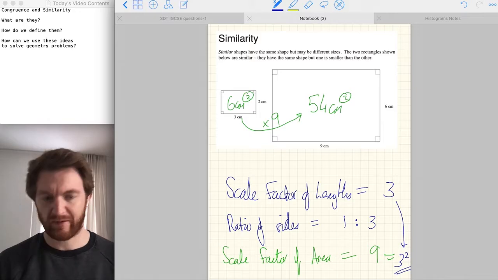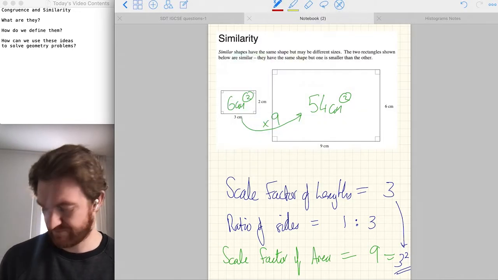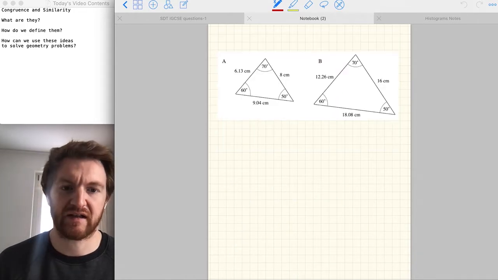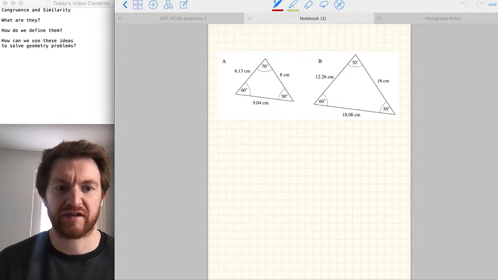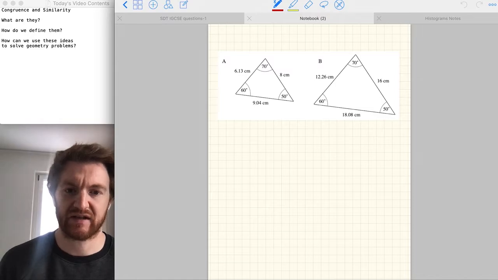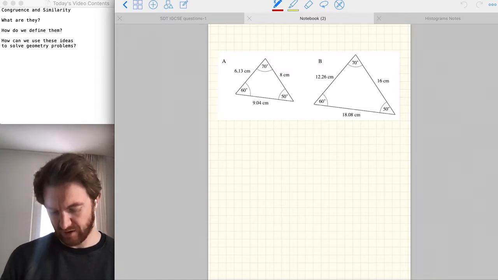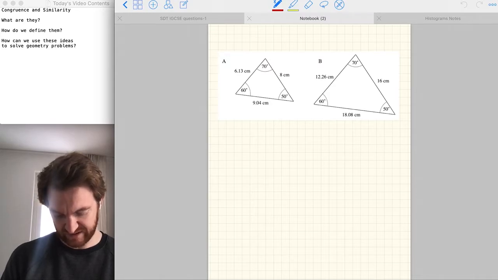What does that look like when we practice some questions? Well, let's have a little look. First of all, let's just look at a little example. When you look at this question here, you can see we've got two similar shapes. The sides are different, but the angles are all the same. What we could get asked to find in this question is the scale factor, i.e. how much bigger are they?